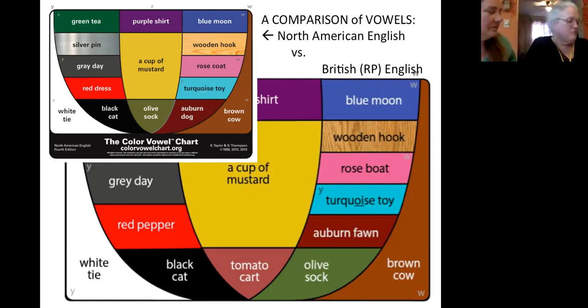So mower and more and moor all come out as Auburn fawn. Oh my God. Yeah. Okay. And so there's a corollary there.